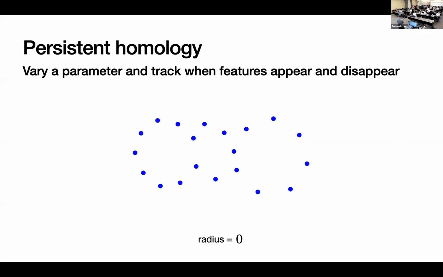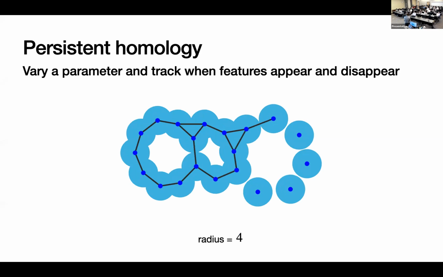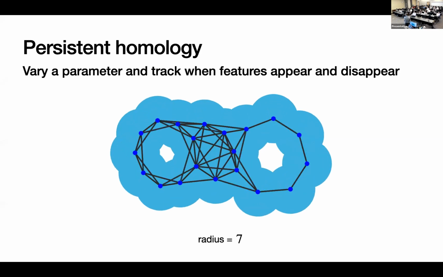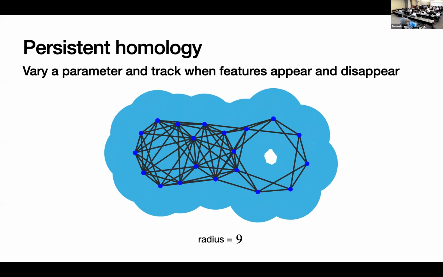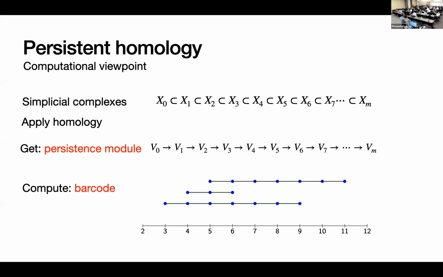So let's start with the algebra. This is a setting that's probably most familiar to a lot of people. We start off with some data and we build a one parameter family of spaces or simplicial complexes, and we compute homology to get a collection of vector spaces and linear maps. So here we have an increasing sequence of simplicial complexes. We apply homology with coefficients in a field, and we get this diagram of vector spaces.